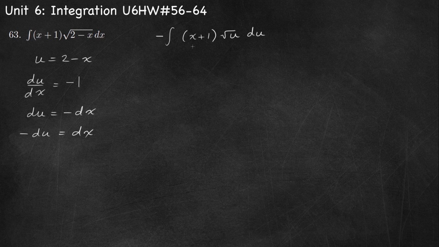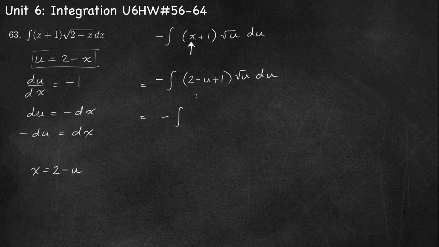Now I need to replace x plus 1 with something, or really just the x, with something. So I have to figure out what x is equal to in terms of u, and we'll go back to this equation, u equals 2 minus x, and solve for x. If u equals 2 minus x, we can add x to both sides, subtract u on both sides, we get x equals 2 minus u. So then I have the integral of 2 minus u plus 1, we can simplify that, times root u times du.